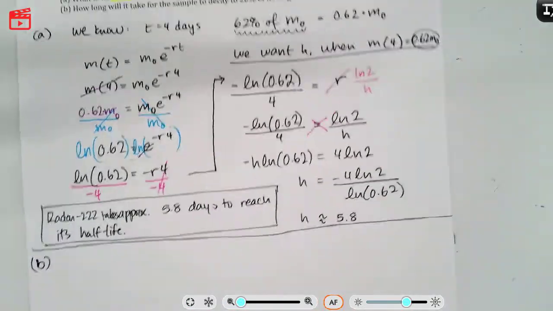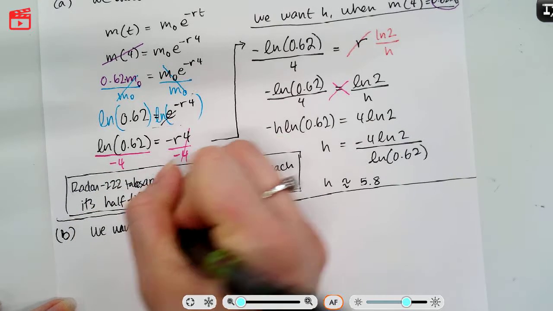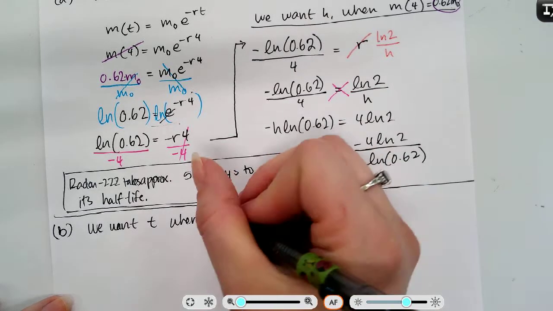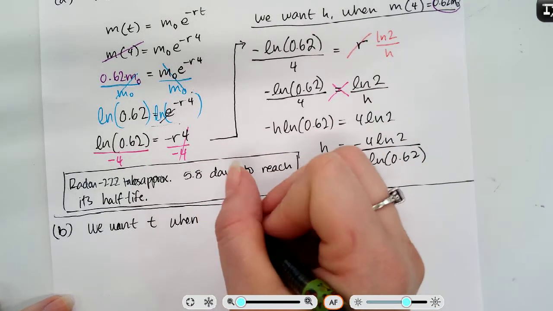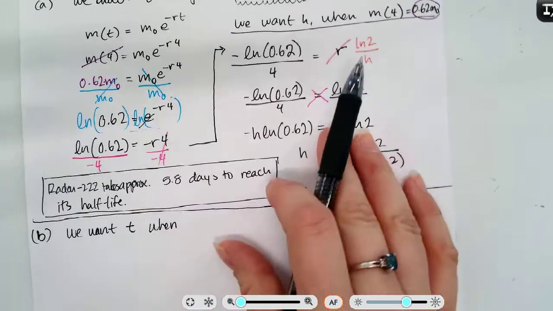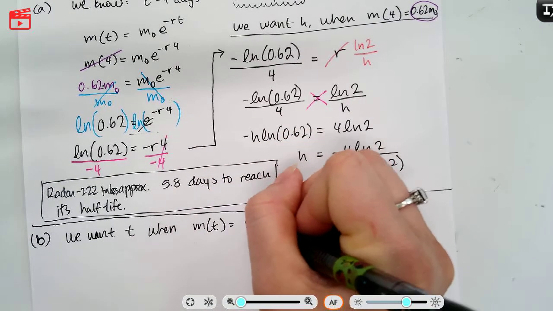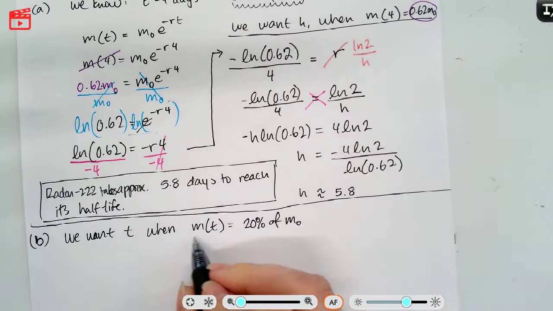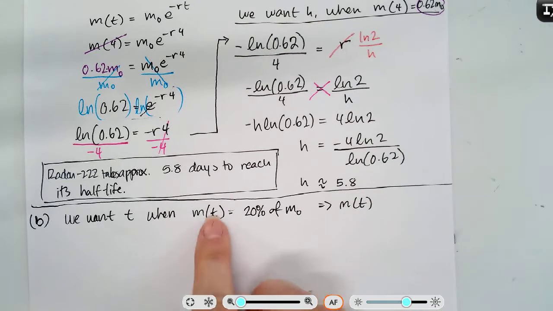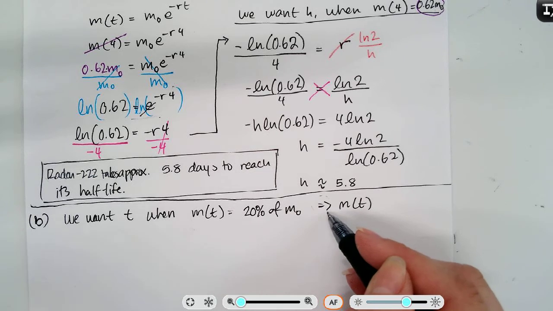Now we want to know time, how long. So we want time when we have our initial mass, so m of t, equal to 20% of the initial amount. And remember, rewritten in mathematical language, this is going to be m of t. Notice, if I am going to have an equation moving horizontally, I use this implication sign. It's not an equal sign, it's a little different.